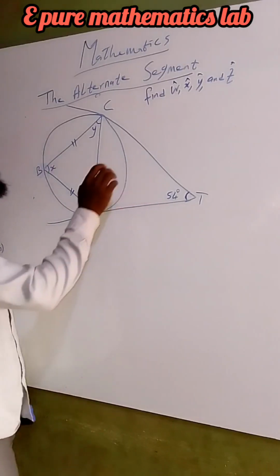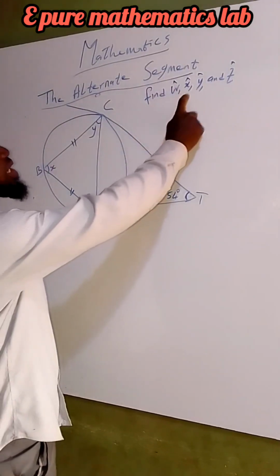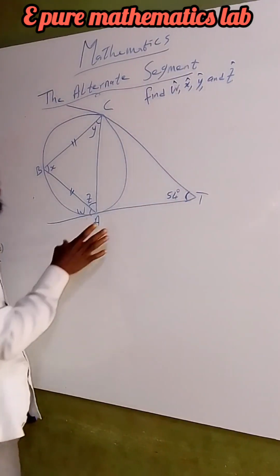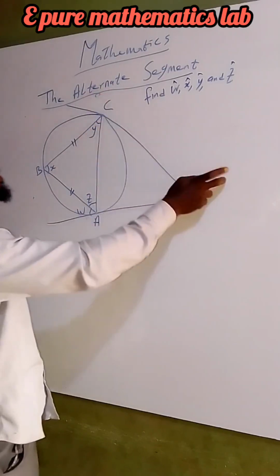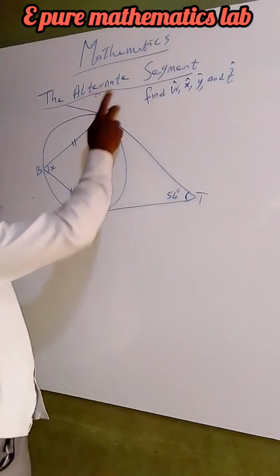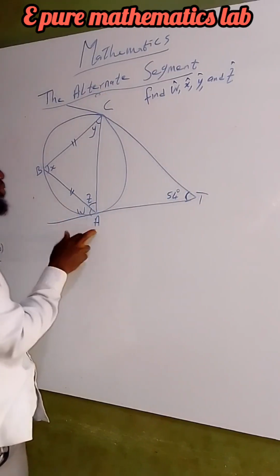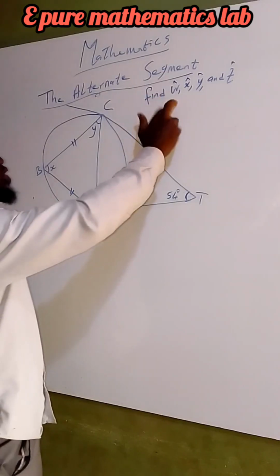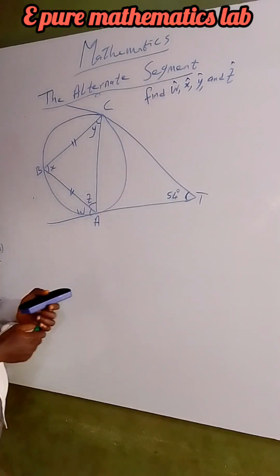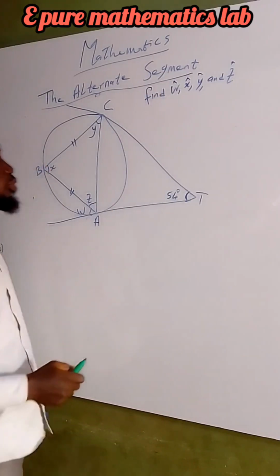Come back. We want to solve this question too. In this diagram, we have to find the value of w, x, y, and z. We can see in the diagram that we have a tangent AT. We also have another tangent CT. We have a chord CA. We also have a chord BA with a triangle BAC. Then the question is asking us to find w, x, y, and z. Then how can we solve this simple problem?